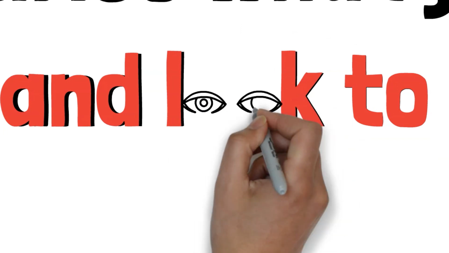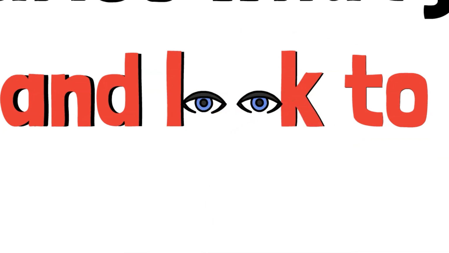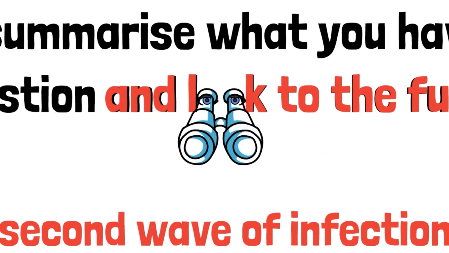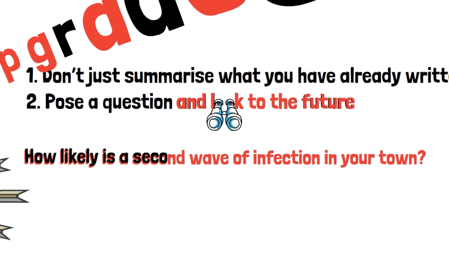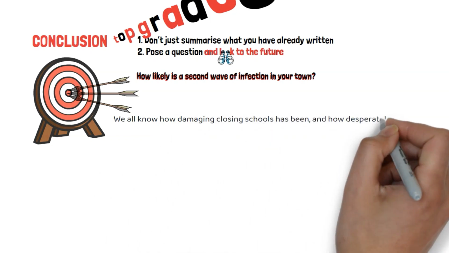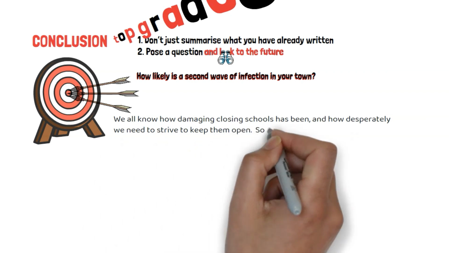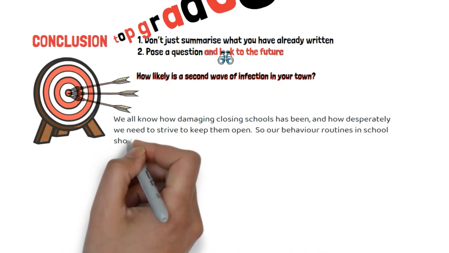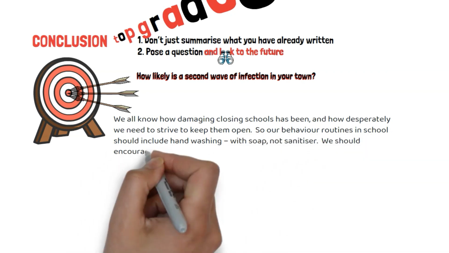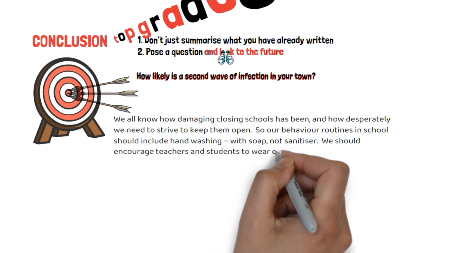As I've shown you, I want to include a question in my conclusion. I don't have to start with that question, but it's easier if I do. And I also need to consider the future, which will be this bit in bold down here. Let's have a quick read. How likely is a second wave of infection in your town? We all know how damaging closing schools has been and how desperately we need to strive to keep them open. So our behaviour routines in school should include hand washing with soap, not sanitizer. We should encourage teachers and students to wear eye protection too.